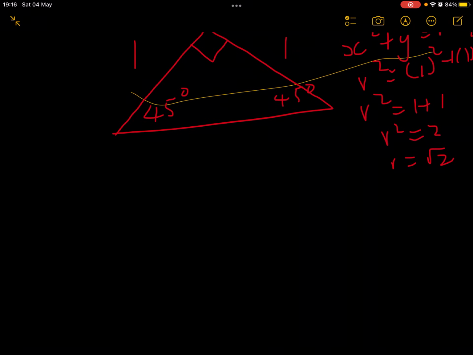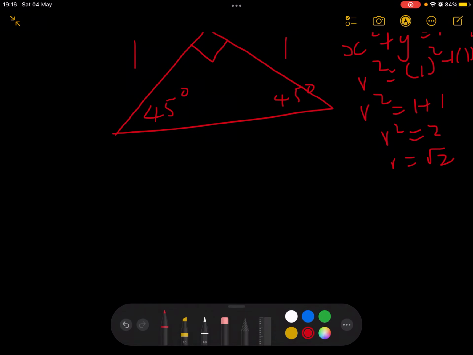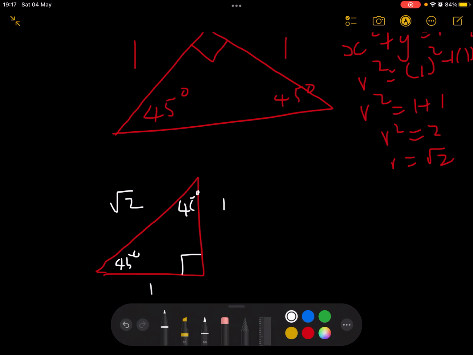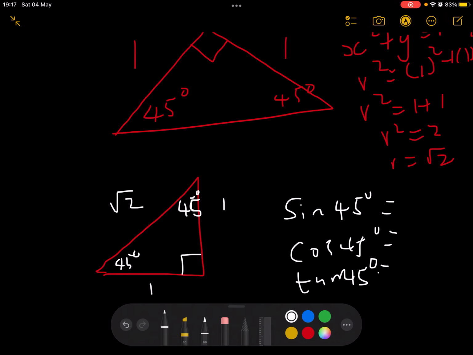If we write it in standard form, it will look something like this, whereby you now have 45 degrees and the square root of 2, 1 and 1, with the 90 here and the 45 here, such that you can define all the trig ratios: sine 45, cos 45, and tan 45, according to their trig ratio from SOH CAH TOA.